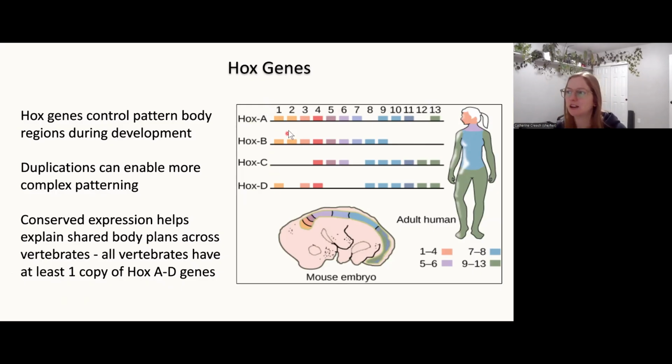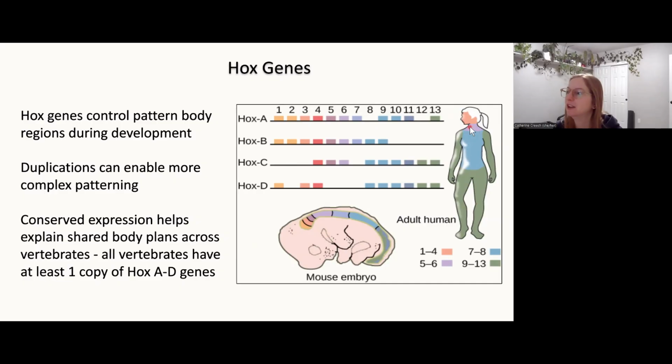And then these are color-coded to show you which part of the body they correlate with. So these Hox genes that are 1, 2, 3, 4, they're going to be controlling the development of cephalization, which is a head with sensory organs. Here I have a mouse embryo. You can see those colors are correlated with the head part of the mouse embryo as well.